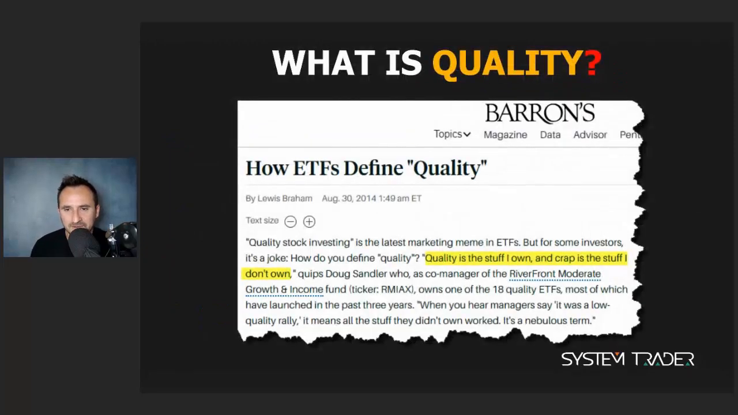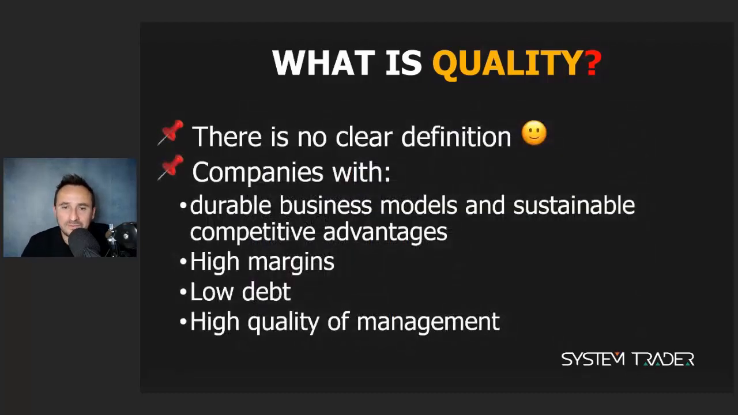Another factor: quality. And what is quality? Here is a great quote from Barron's: quality is the stuff I own and crap is the stuff I don't own. The problem with quality is that there is no clear definition. Companies with durable business models and sustainable competitive advantages, or high margins, or low debt, or high quality of management, we can say that these companies are of high quality. But everyone can implement this in a different way, so there is no really clear definition.